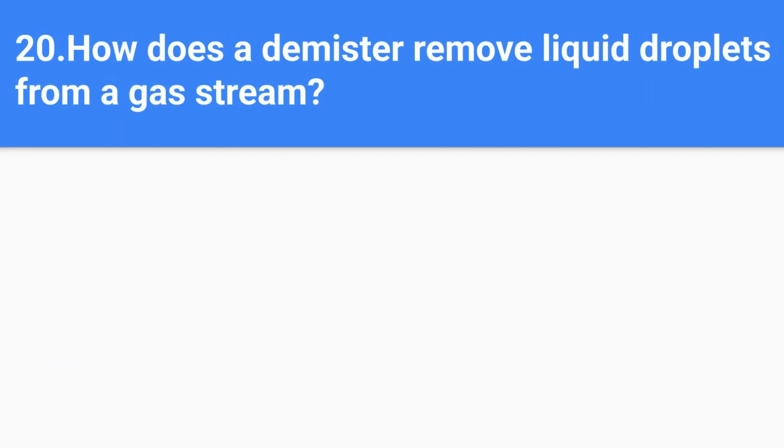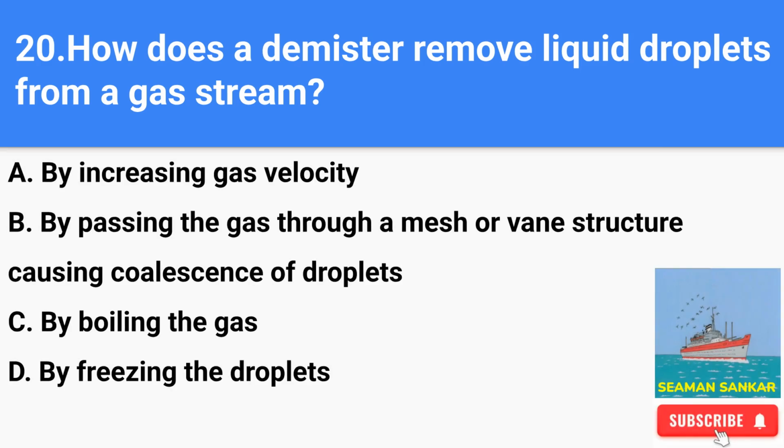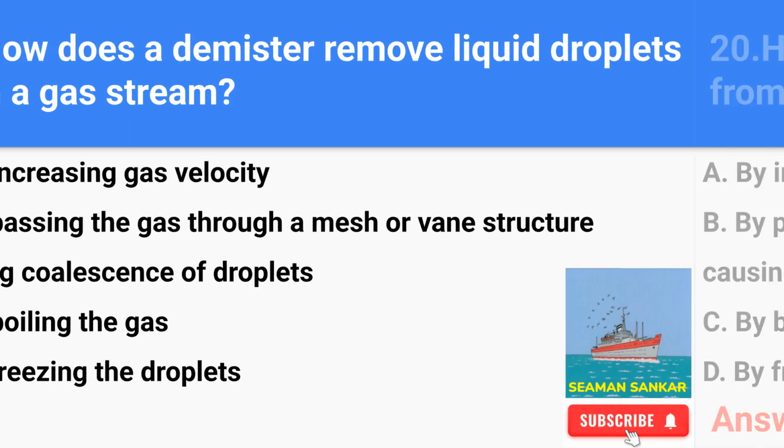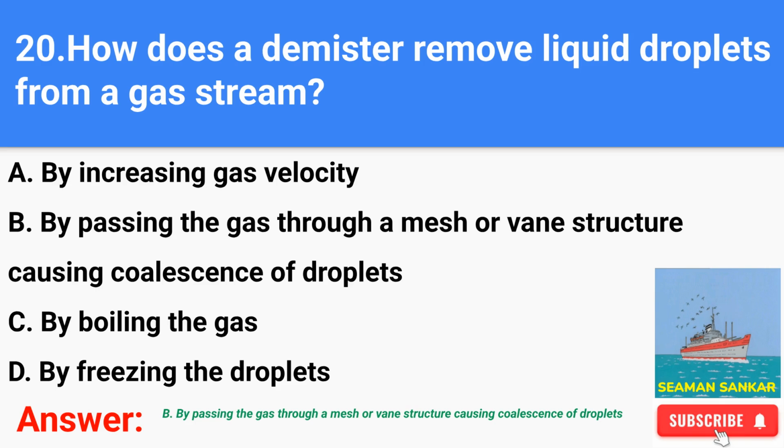Question 20. How does a demister remove liquid droplets from a gas stream? A. By increasing gas velocity, B. By passing the gas through a mesh or vane structure causing coalescence of droplets, C. By boiling the gas, or D. By freezing the droplets. A demister removes liquid droplets by B. Passing the gas through a mesh or vane structure, which causes the droplets to coalesce and separate.